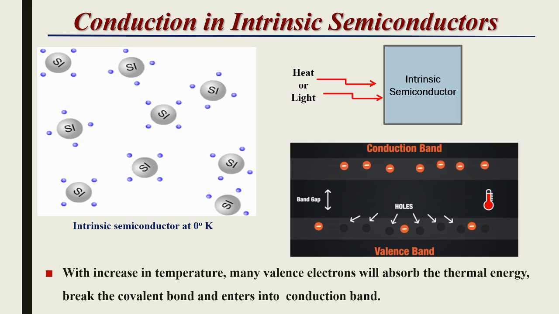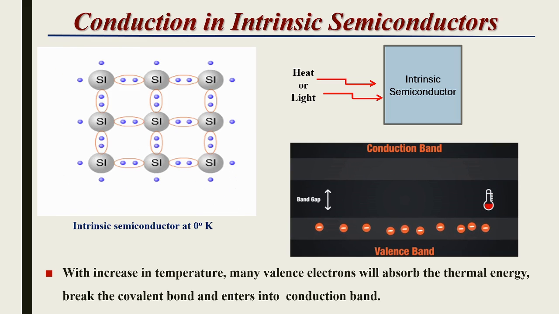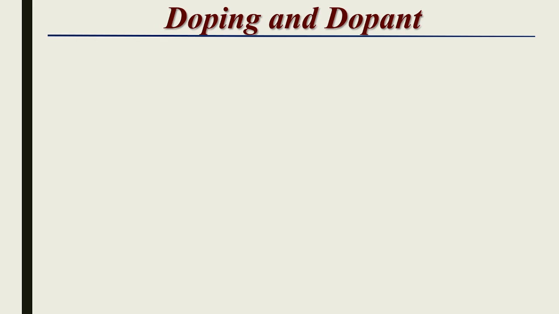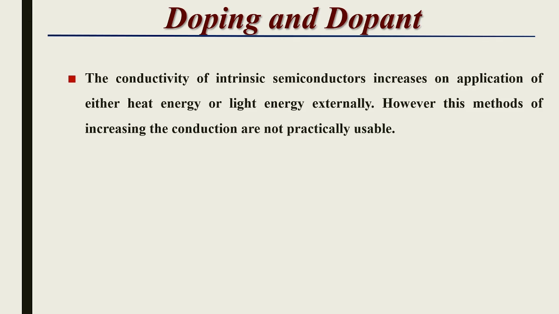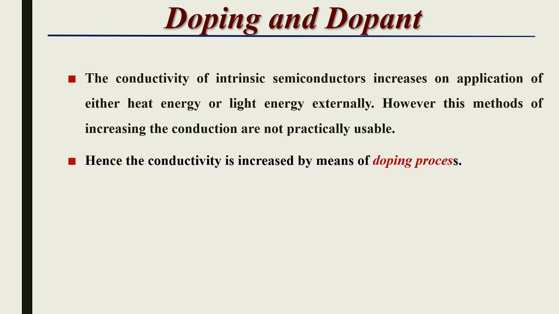So with this increasing temperature, many valence electrons will absorb the thermal energy, break the covalent bond and enter into the conduction band. So the conductivity of intrinsic semiconductors increases on application of either heat energy or light energy externally. However, this method of increasing the conduction is not practically usable. Hence, the conductivity is increased by means of a doping process.